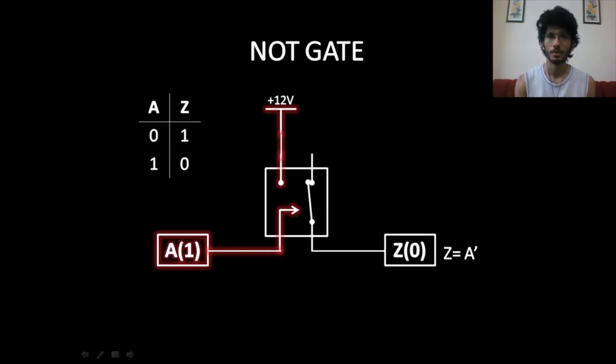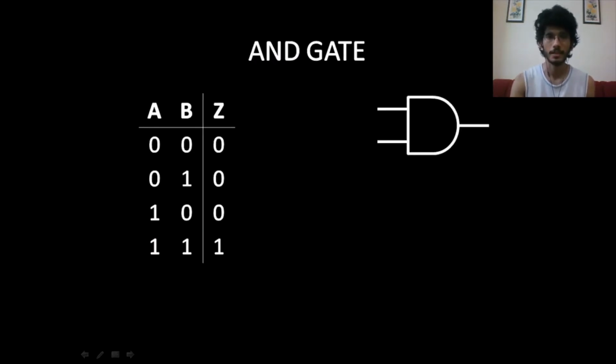I would also recommend you focus on the equation. So Z equals A dash or A bar or A complement, and that's that.